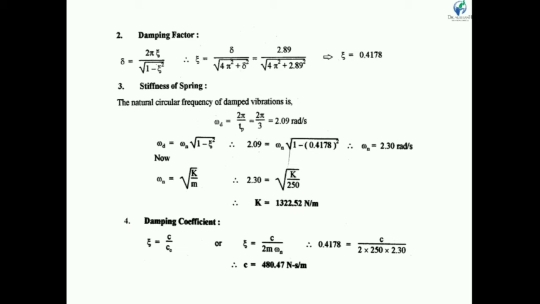Now damping coefficient. Zeta is equal to c by cc, we know that. So we have zeta is equal to c by 2m omega n, because cc is equal to 2m omega n. If we put the value of zeta, omega n and m, then we get c is equal to 480.47 Newton second per meter.